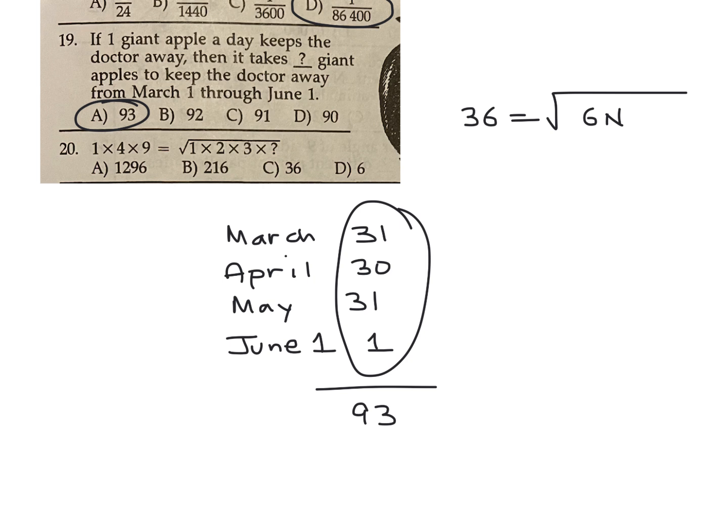So what do we do now? I guess square both sides. So that's going to be 36 squared is equal to 6n. So n is equal to 36 squared divided by 6. And that is 216. And therefore, number 20 is B.